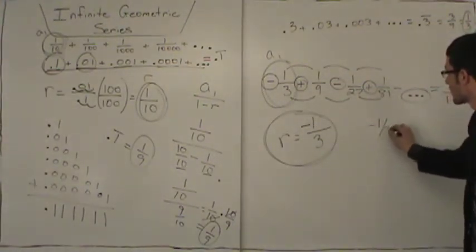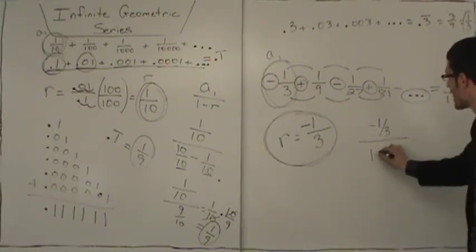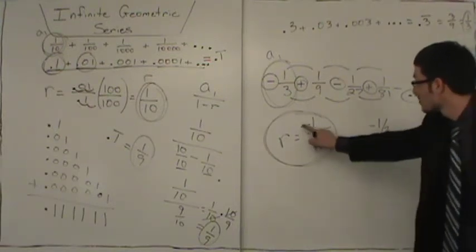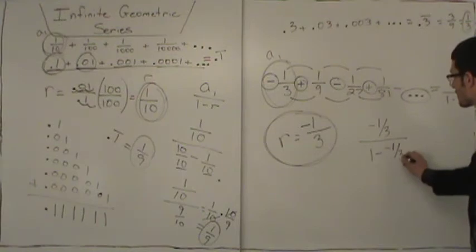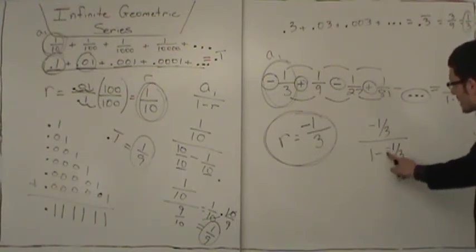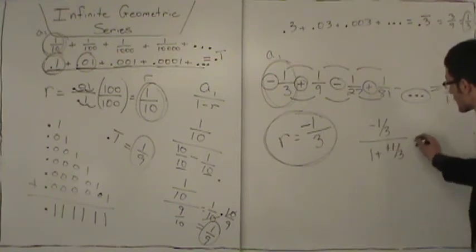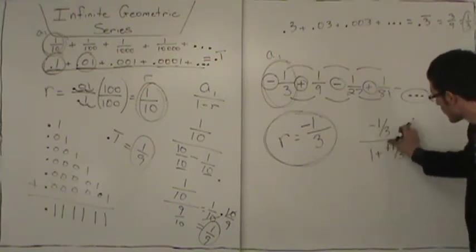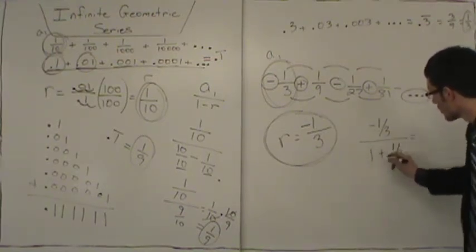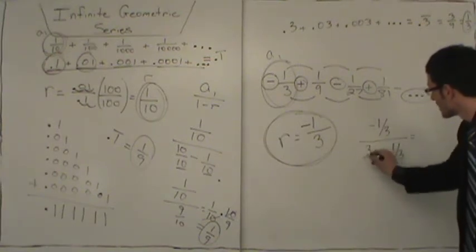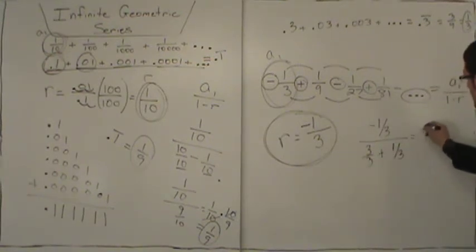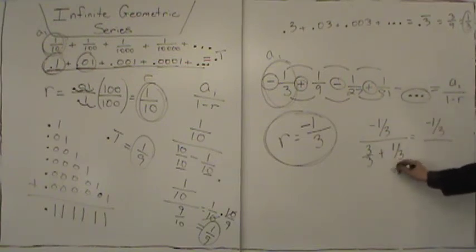We have negative 1/3 over 1 minus, be careful here, 1 subtract negative 1/3. What happens when we subtract a negative? This changes to addition. So let's change this to addition. 1 needs to be 3 over 3, because we want a common denominator. We have negative 1/3 over 3 over 3 plus 1 over 3. The denominator does not change. We get 4 over 3.